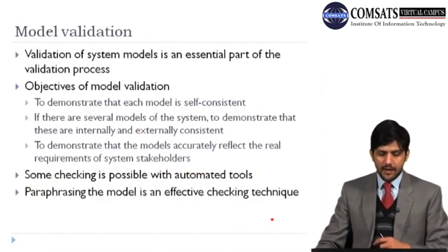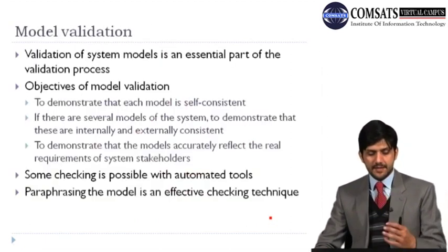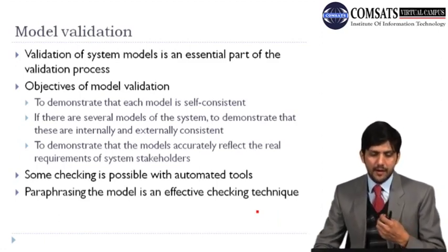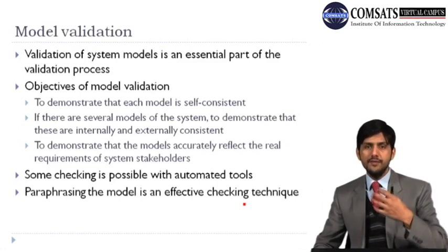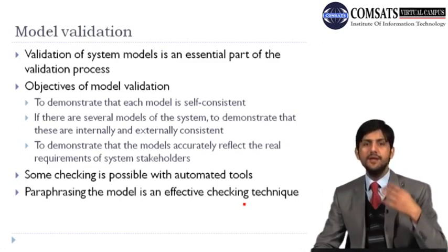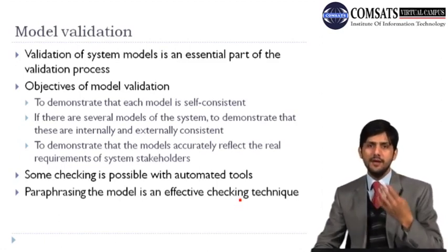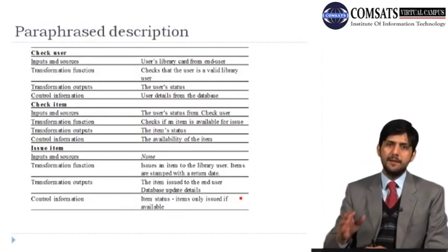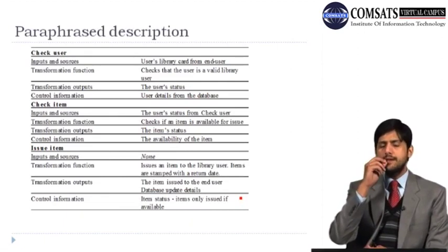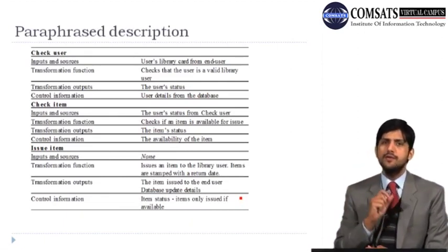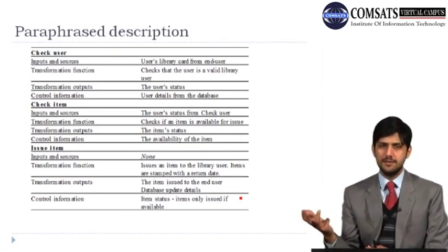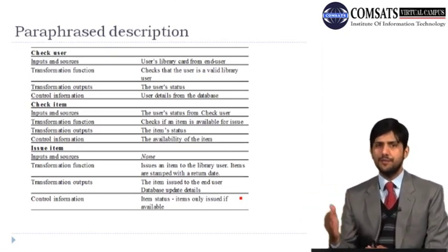And then you can also have these paraphrase descriptions. As we said, paraphrasing the model is an effective checking technique, because we want to ensure that the model that we are using is self-consistent. So we can paraphrase it, and we can identify if the model is correct or not. For example, if you remember, there is something that we discussed in that flow-oriented modeling. We said processing narratives. That is actually paraphrasing of the process.